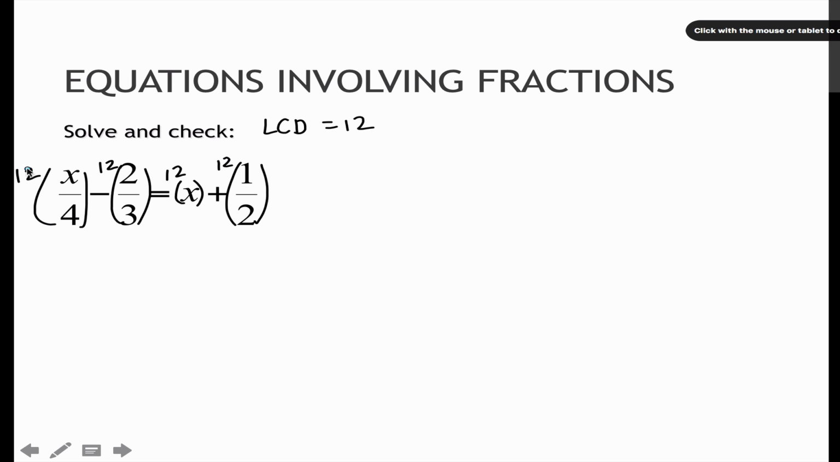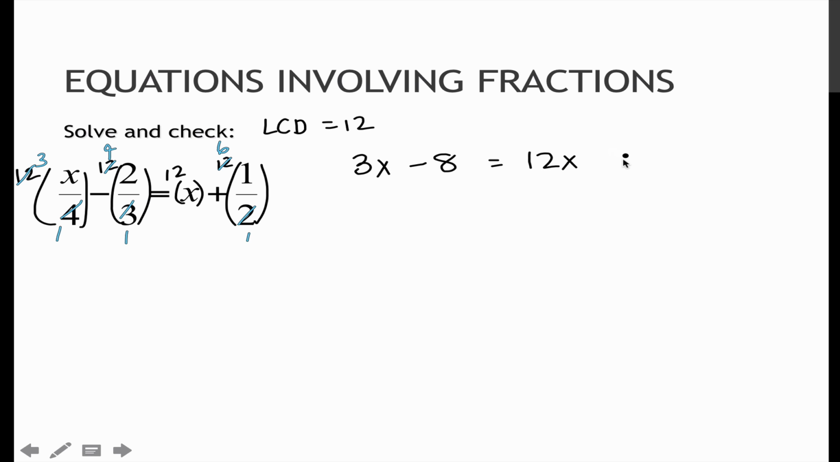So now I'm going to reduce. 12 and 4 reduces to 3 and 1. 12 and 3 reduces to 4 and 1. This one does not reduce because it wasn't a fraction. 12 and 2 reduce to 6 and 1. Now what I have left is 3 times x, which is 3x, minus 4 times 2, so minus 8. 12 times x is 12x, and 6.